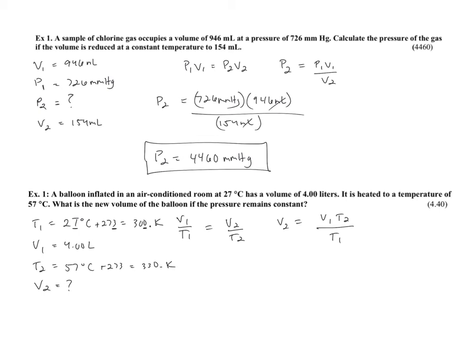So now we just plug and chug. V2 equals V1, so V1 is 4 liters, times T2, which is 330 Kelvin, divided by T1, which is 300 Kelvin. Put my dots there. So V2 is 4.40 liters, because Kelvin cancels. That's our answer.